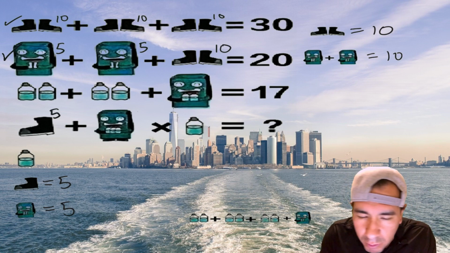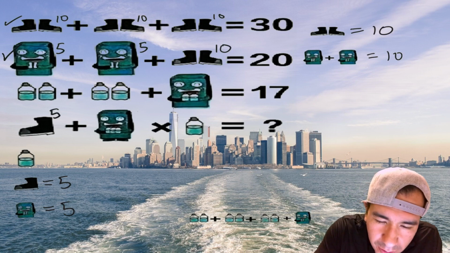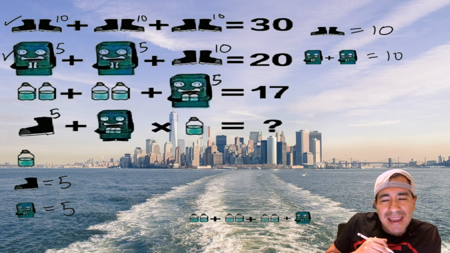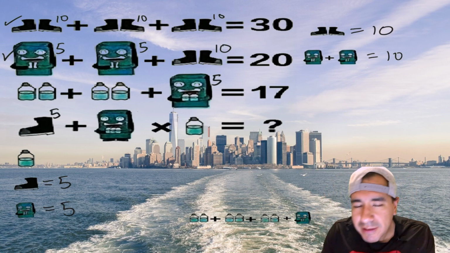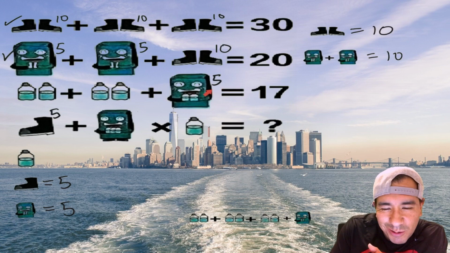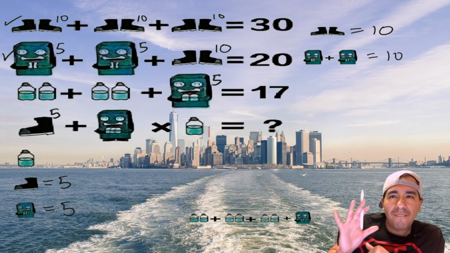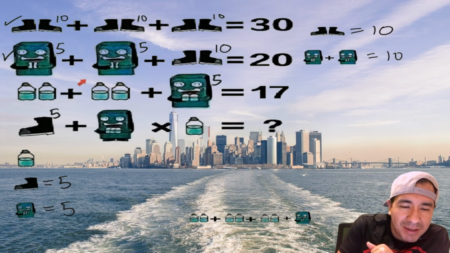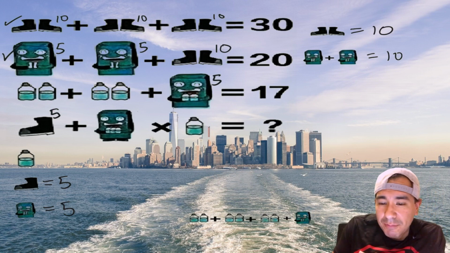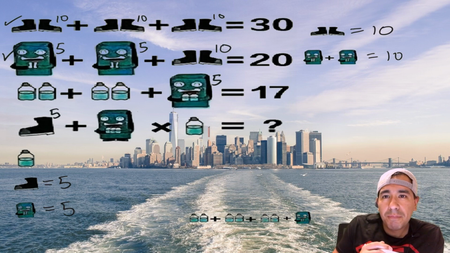Notice we have another robot, but since we have a robot there, let's go ahead and lay 5 on it. So this robot is worth 5. So if this is worth 5, then that means all this together must equal 12.